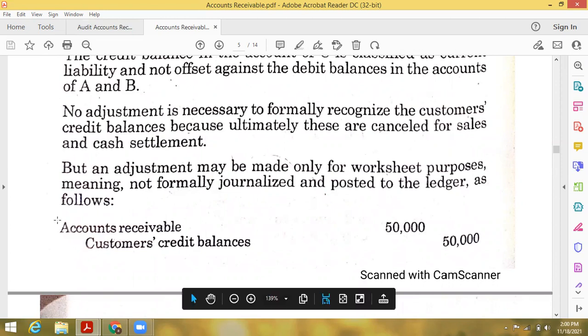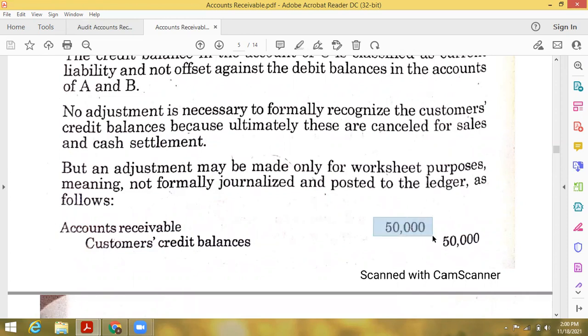So dito ibabalik natin sa accounts receivable tapos magkakaroon tayo ng customer credit balance na 50,000. Itong customer credit balance na to is liability. Para mag-debit tayo ng 50,000 na accounts receivable para zero na yung accounts receivable natin.